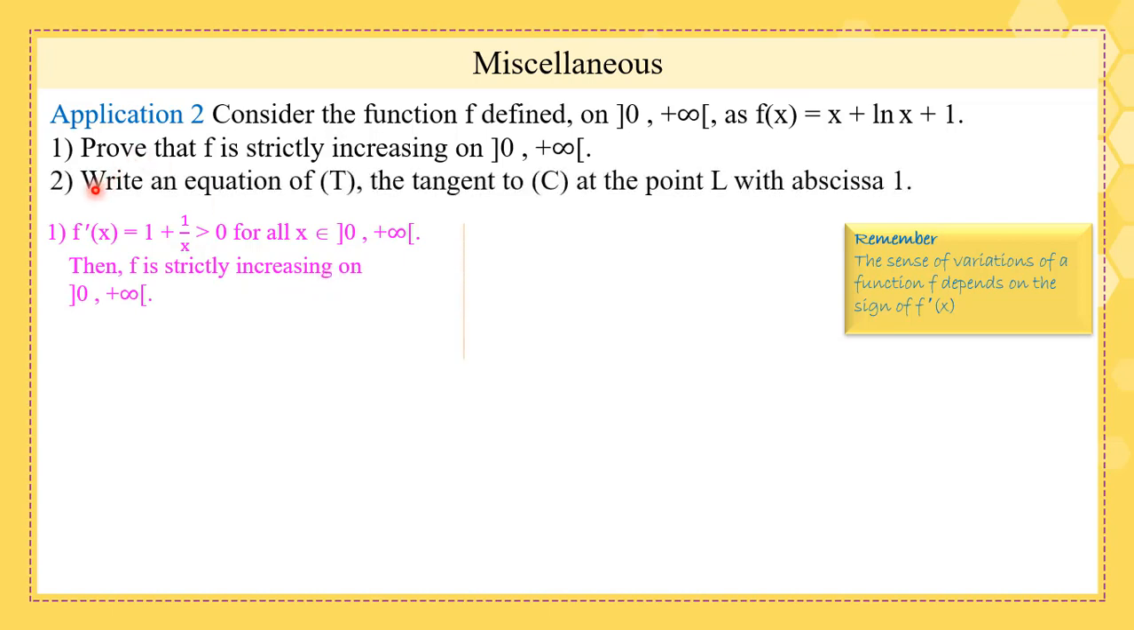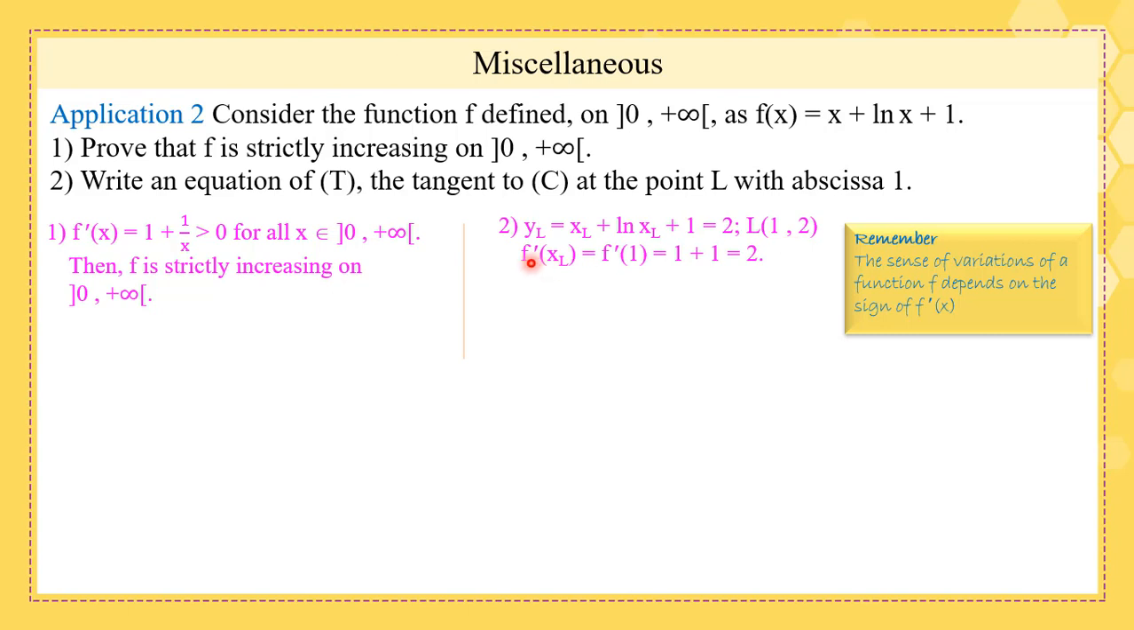Now the second part: write an equation of T, the tangent to C at the point L with abscissa 1. Try to work it out and compare your answer to the given answer. We know the abscissa of L, we need its ordinate. y of L would be x of L plus ln x of L plus 1, which is 2 in this case. So L is the point with abscissa 1 and ordinate 2.